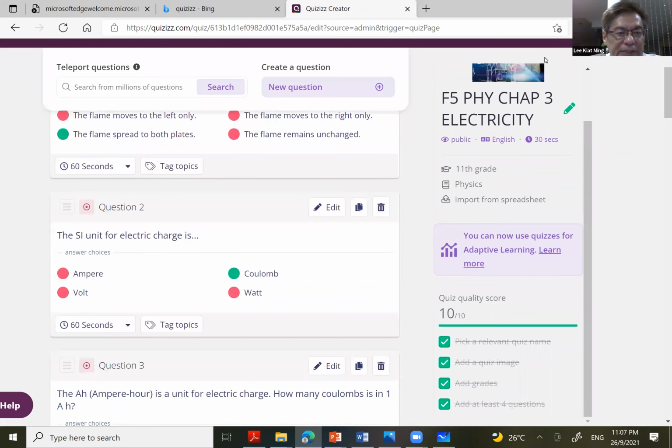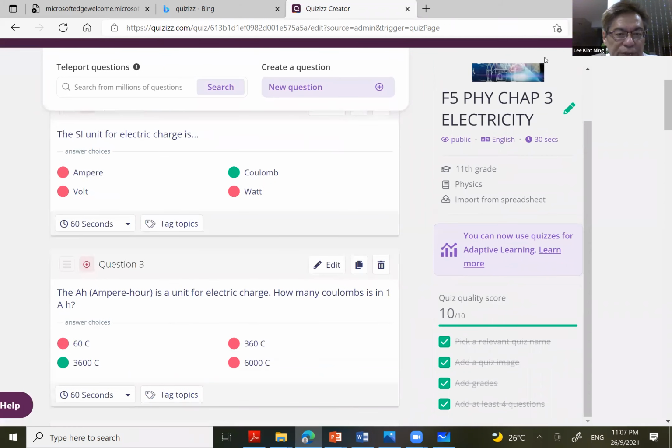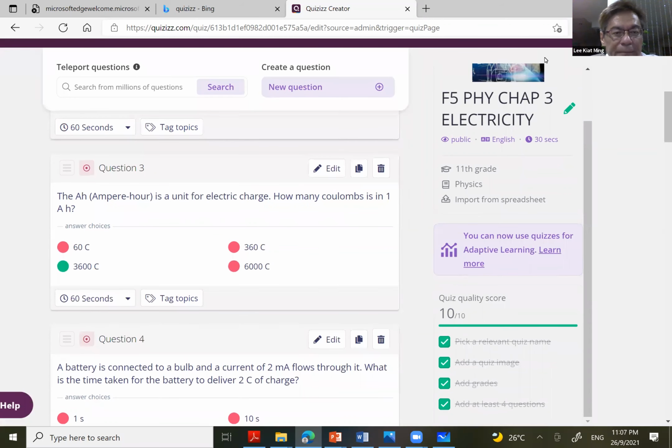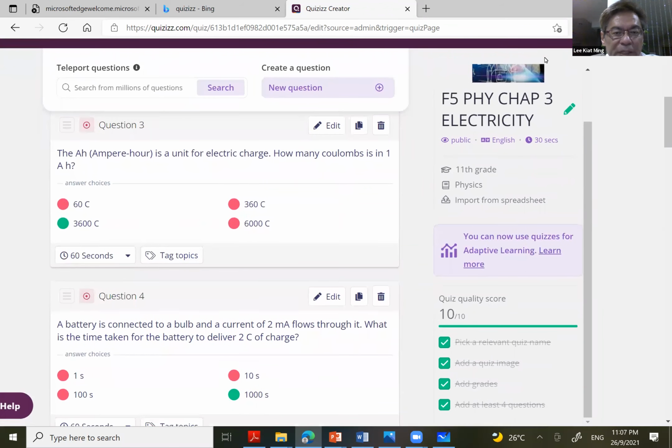The same goes for question number two. We know it is coulomb, easy. And the third one, they ask you about the ampere hour. The ampere hour is a unit for electric charge. How many coulombs are in 1 ampere hour?